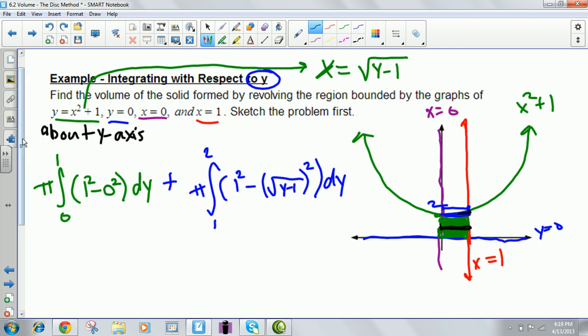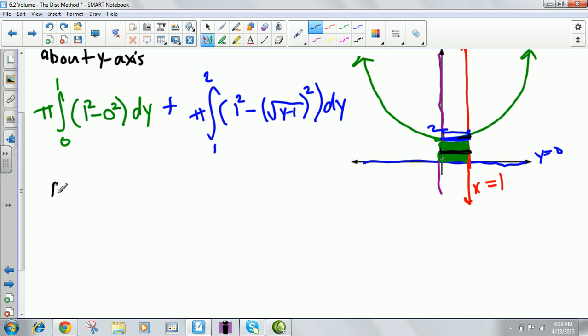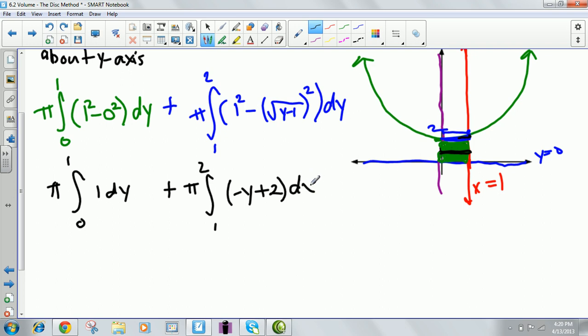Now, let's go ahead and integrate. Here, it's going to be pi times the integral of just 1 dy plus pi times the integral. This, if you simplify this, because you'd have 1 minus y minus 1, then that negative goes in, and you'd end up with negative y plus 2 with respect to y.